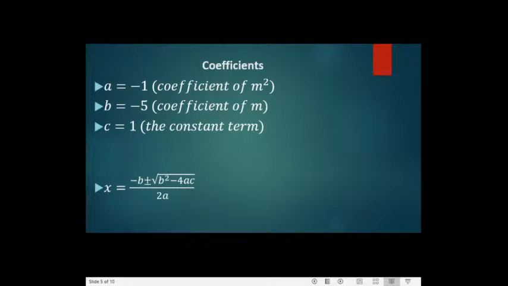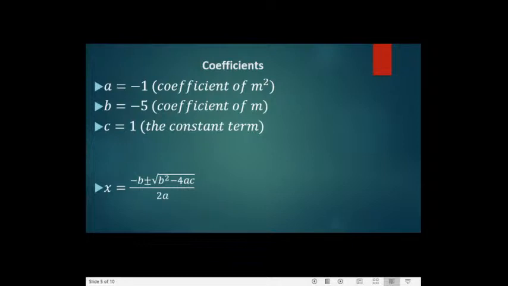Then the coefficient of m is negative 5. When you go back to that equation, it was written ax squared plus bx. So b is the one we substitute with negative 5. In place of b, we have negative 5. So the coefficient of m is negative 5, and the constant term is 1. Where there is c, that's the constant term, and it's 1.